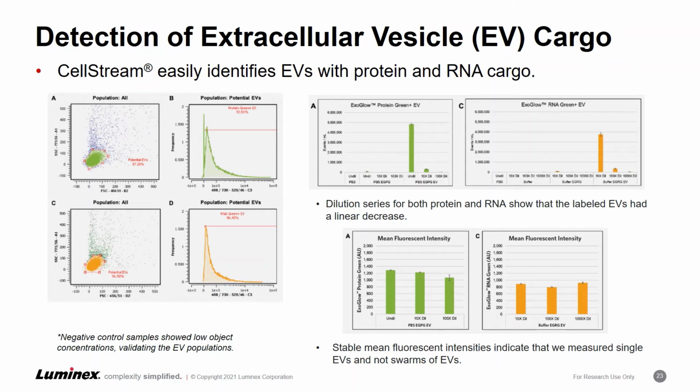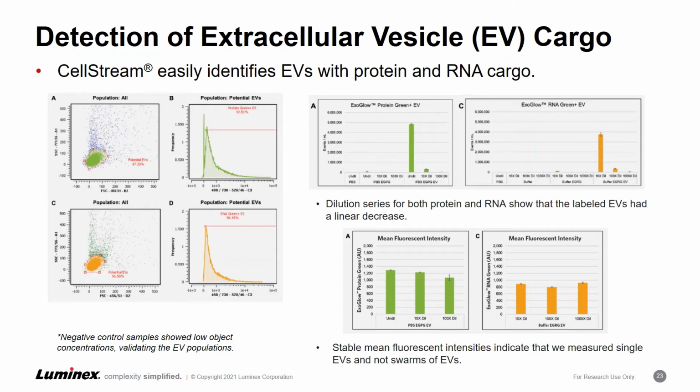Since the CellStream has such high sensitivity and can easily detect EVs, it is a great system for investigating EV cargo as well. The data shown here are from a study investigating EVs derived from human embryonic kidney cells. These EVs were stained with the Exaglow protein and Exaglow RNA labeling reagents to detect protein and RNA cargo on the EVs. On the left part of this slide, the plots and histograms show the potential EV population positive for protein cargo, colored in green, and RNA cargo, colored in orange.